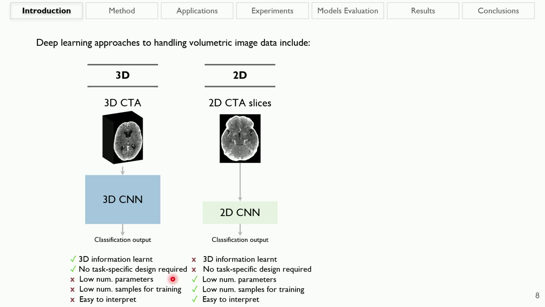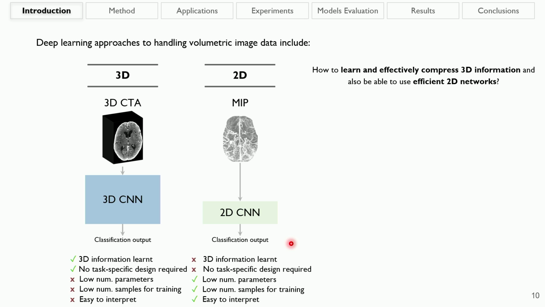Alternatively, 2D models, which are computationally lighter, faster, and easier to interpret, can be applied for 3D image analysis. They can be applied either on each of the 2D slices of the 3D image, thereby capturing only intra-slice information, or they can be applied on 2D compressed renderings created from the 3D data, like, for example, the MIP. However, these feature-engineered inputs require task-specific designs, which often involve manual intervention and domain expertise. Therefore, in this case, the 3D information is not automatically learned.